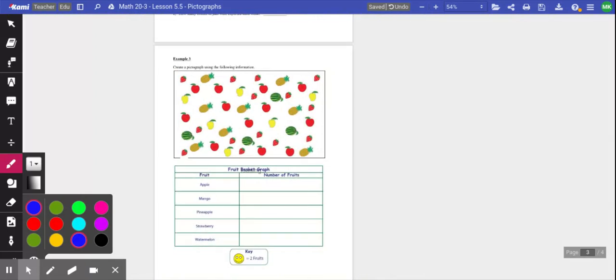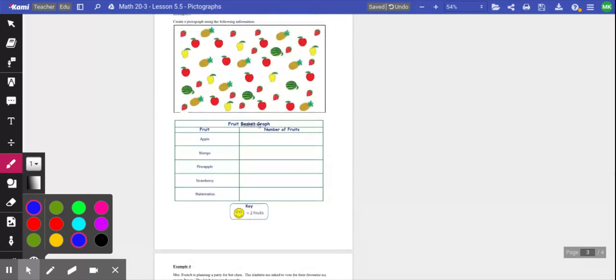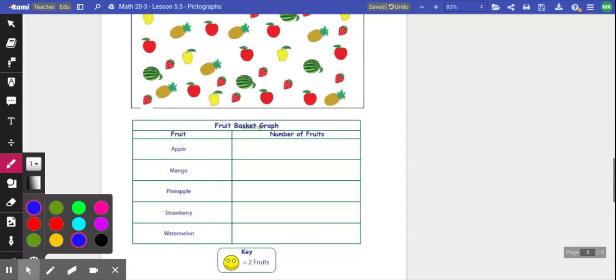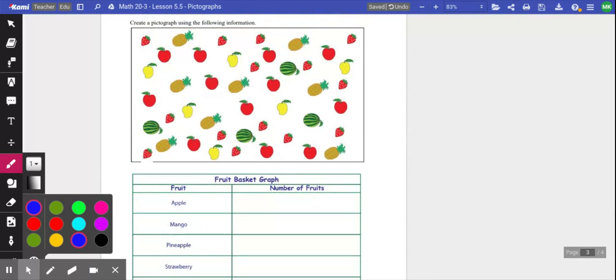Awesome. Last question. Oh, no, second last question. Create a pictograph using the following diagram. So a smiley face equals 2 fruit. So we need to count the number of fruit in this picture. We're starting with apples.